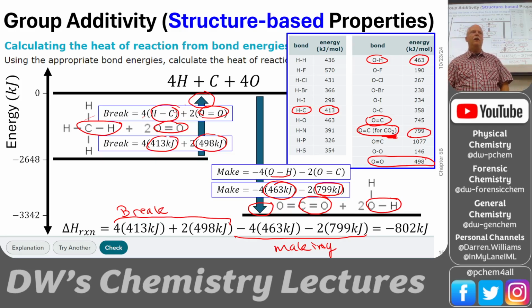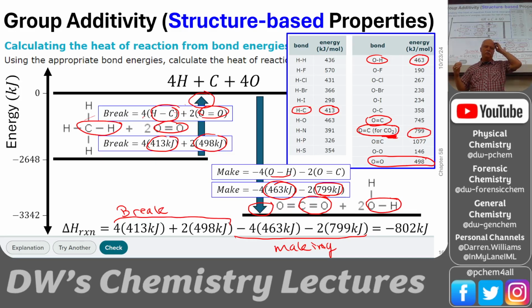And makes are always going to be on the product side. Yeah, because you're making the products. The trouble that you might run into is that you may be saying, well, I thought we took the products minus the reactants, right? Because we typically subtract the reactants. So this seems backwards. But the reason it seems backwards is because we're starting at the reactants and we're going uphill to the atoms and downhill to the products. So it's the path that we're taking that makes it seem backwards.